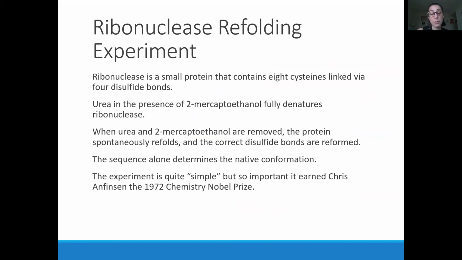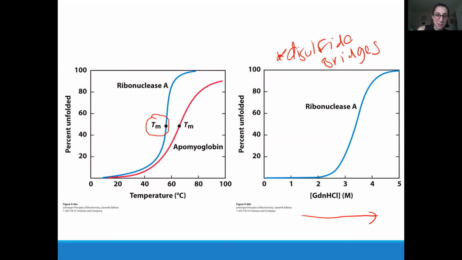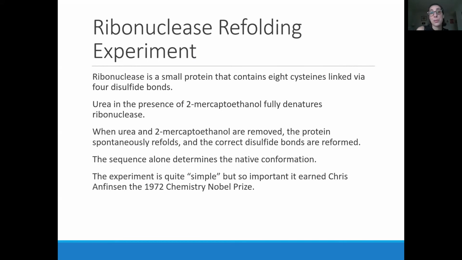Ribonuclease, the example we were giving before, is a small protein and it contains 8 cysteines that are linked by disulfide bonds. So this data right here proves that there are disulfide bonds because its stability is affected by it. Other agents like urea or 2-mercaptoethanol, which affects the reductive environment that the protein is in, will denature ribonuclease.